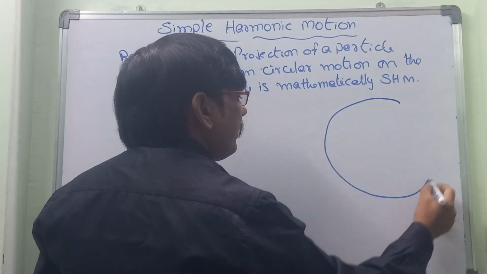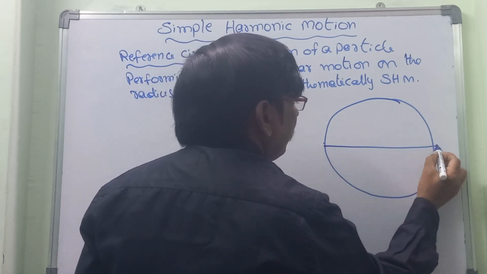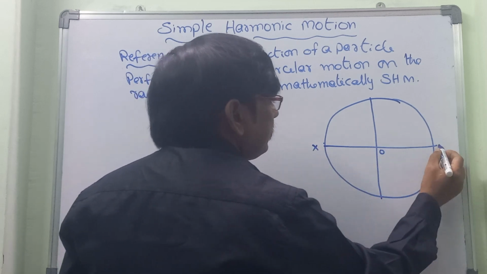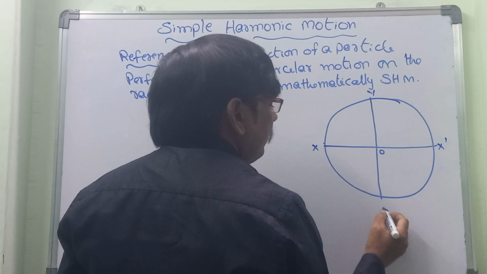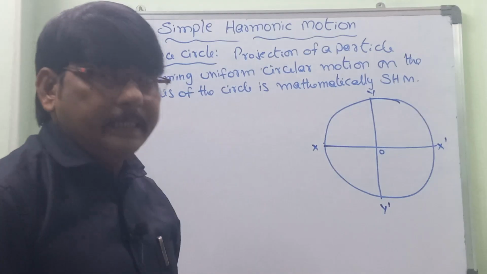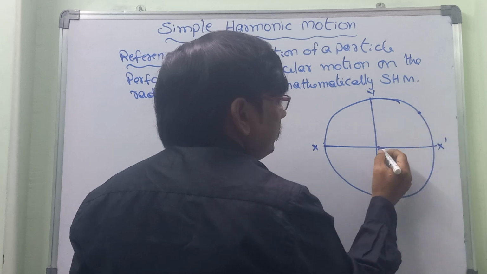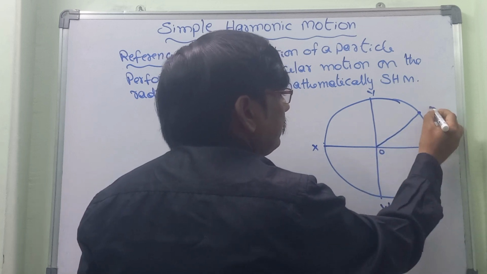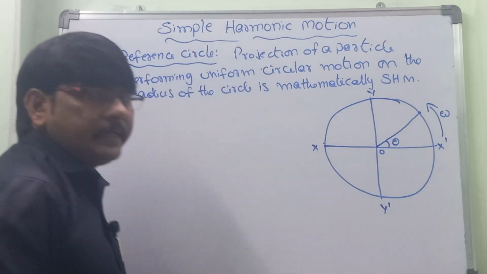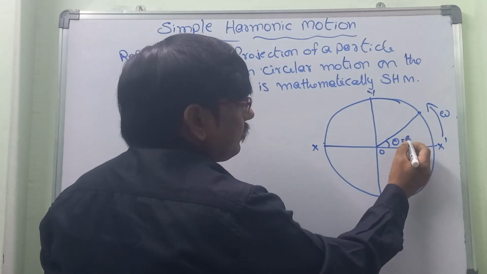First of all, let us take a circle. In this circle, let us take the x-axis and y-axis, and let us consider these as x dash and y dash. Assume that one particle is moving with uniform velocity, traveling towards this side. It makes a certain angle theta, and this theta we can consider equal to omega t.